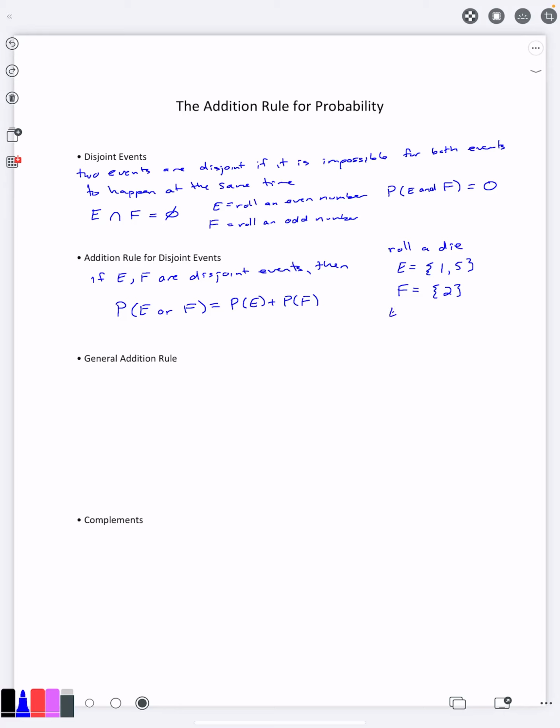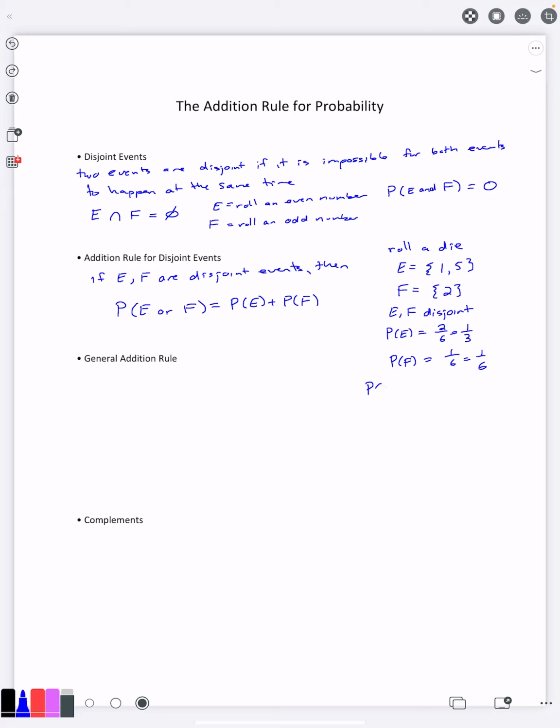Now, these two events are disjoint. There is nothing that is in common between my event E and my event F. I can also calculate the probability of E: I have 2 things in E over 6 things total, so it's 1/3 or 2/6. And the probability of F, well, there's 1 thing out of 6 total, so just 1/6 here. And so if I wanted to say, if I roll a dice, what's the chance that I either get a 1 or a 5, or I get a 2?